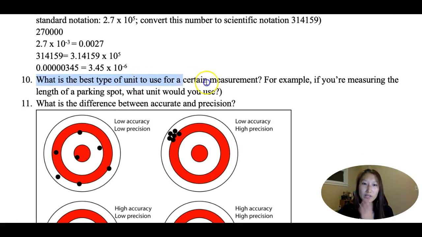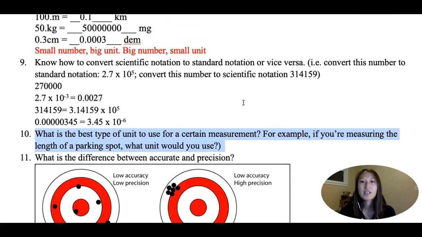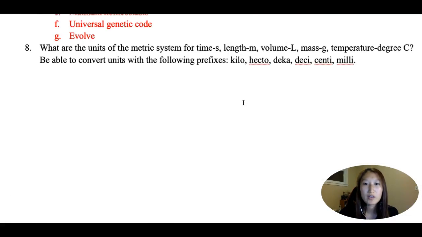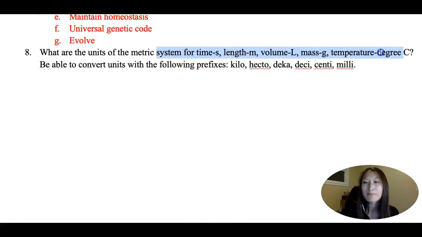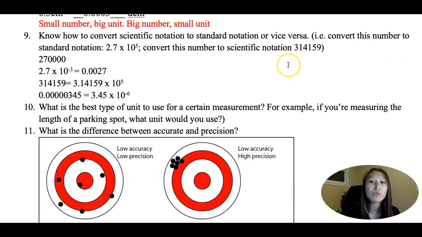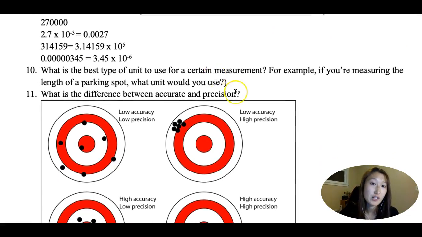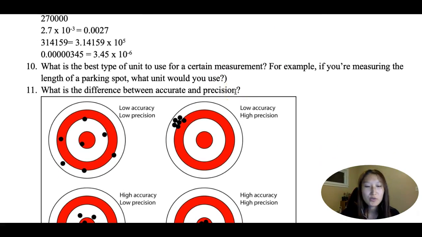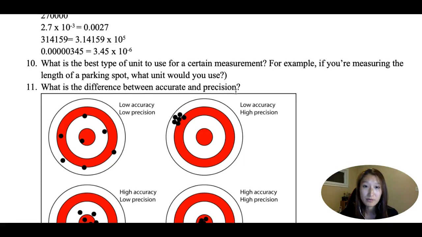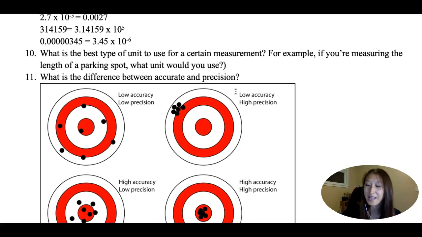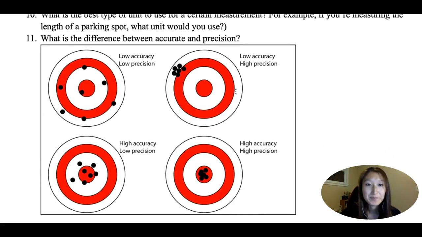The next one is, what is the best unit to use for certain measurements? Obviously, you need to know these metric systems, what unit to use, but then you also want to think about a standard measurement. For example, if you're running, you could use meters or kilometers, but if you're driving, you definitely want to use kilometers, right? If you're measuring the length of this phone, you could use centimeters, things like that.